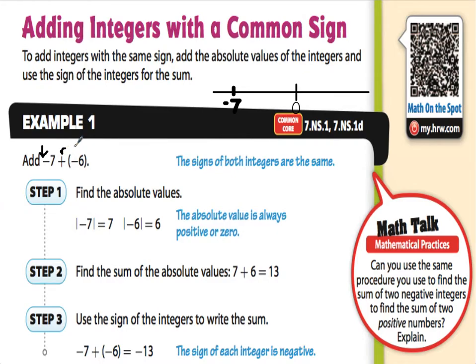But now, because I see another negative, that tells me, nope, I'm not going to the right anymore. Now I'm actually going to go to the left. And I'll actually make this an uppercase L. And I'm going to go to the left 6 spaces.